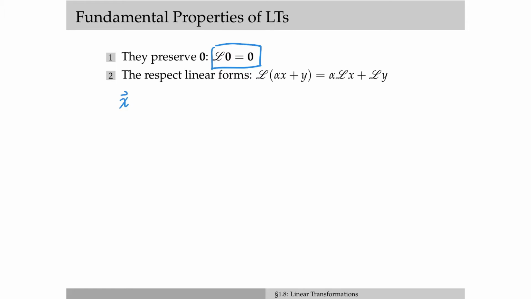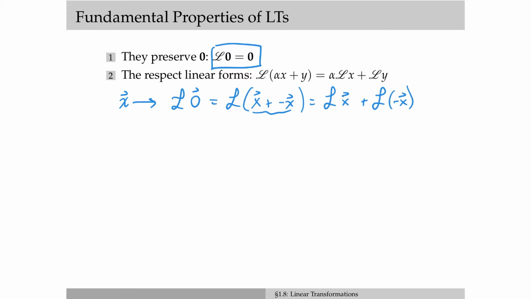Take some arbitrary x. Then L of 0 is the same thing as L of x plus negative x. I'm just rewriting 0 in a funny way. Well, what's that equal to? That's Lx plus L of negative x. Now, negative x is negative 1 times x. So that's Lx plus negative 1 Lx, which is, of course, going to cancel. So L of 0 indeed equals 0.